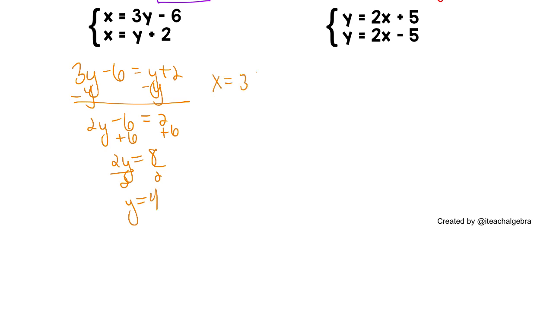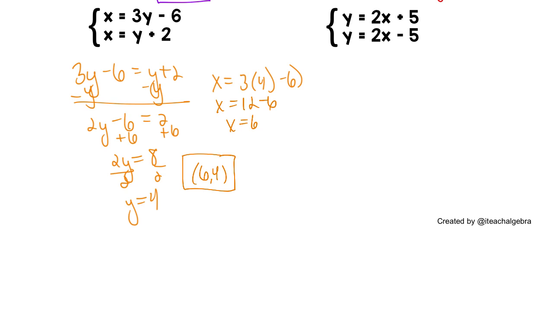X is 3 times 4 minus 6. Let me fix that. That means x is 12 minus 6, or x is 6. So our solution is 6, 4.